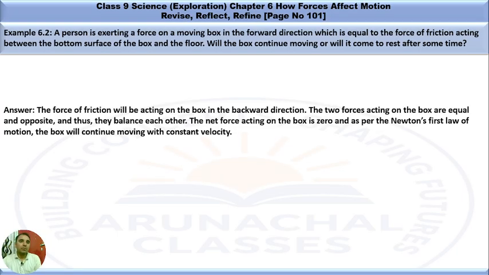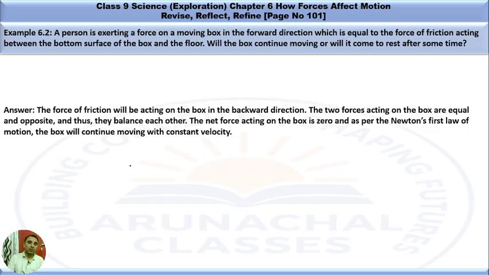Here we have example 6.2 given on page number 101 of chapter 6, how forces affect motion. The question is: a person is exerting a force on a moving object, that is a box, in the forward direction, which is equal to the force of friction acting between the bottom surface of the box and the floor. Will the box continue to rest after some time?